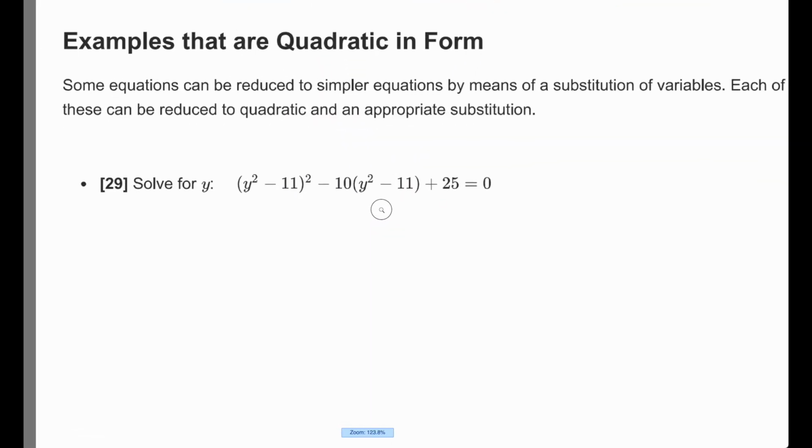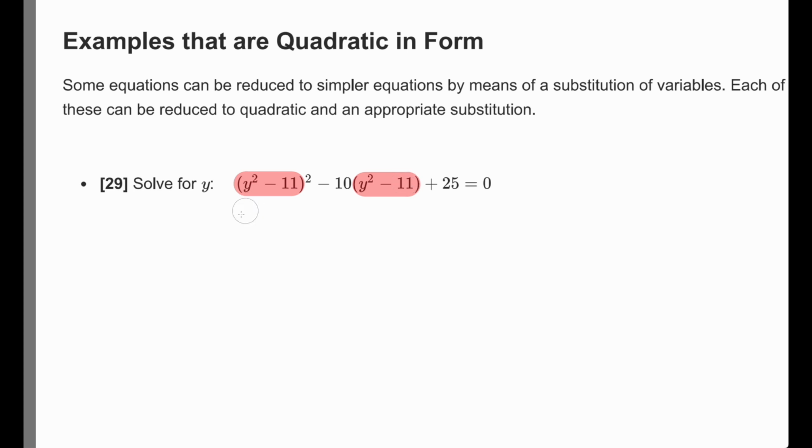This right here, examples that are quadratic in form. So quadratic in form means that if you do some substitution, you can actually get the equation to look like it's quadratic. And it saves you a ton of time doing these rather than trying to expand it all out and doing a bunch of other math. So the main thing I want you to see here is, I'm going to highlight this to make more sense. This right here, squared times negative 10 times that same thing. So the things that I highlighted in red are actually equal.